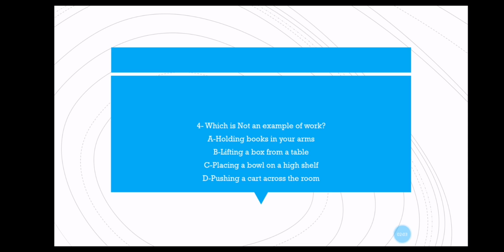Because when you're holding a book in your arms, you don't have energy changing or anything. So all the other examples, lifting a box from a table, this is a potential energy. Placing a bowl on a high shelf as well. Pushing a cart across the room, the cart has a speed, so it will have a kinetic energy.